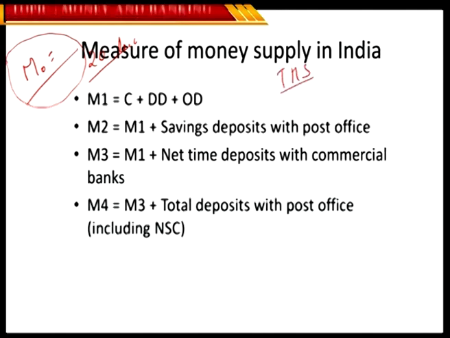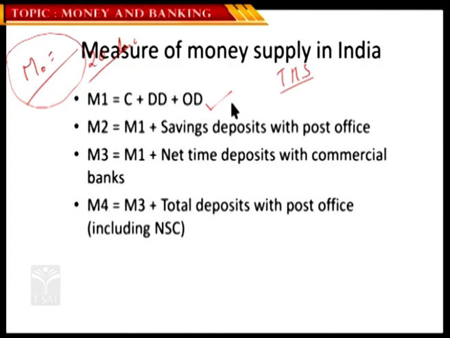So there is a huge difference between the high powered money and reserve currency printed by RBI, and what exactly is the total money circulating right now in the economy, that is the total money supply. Okay, so now let's try to understand the various measures of money supply in this country. The first and foremost refers to M1.